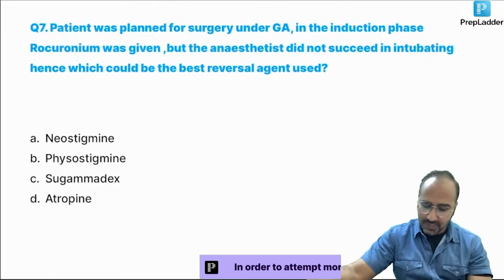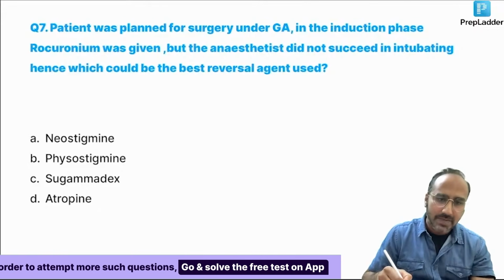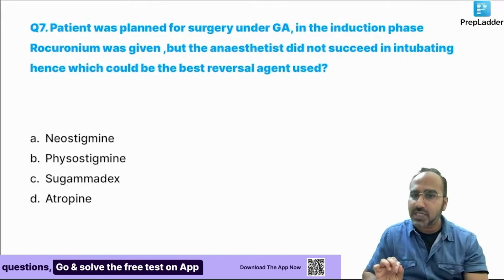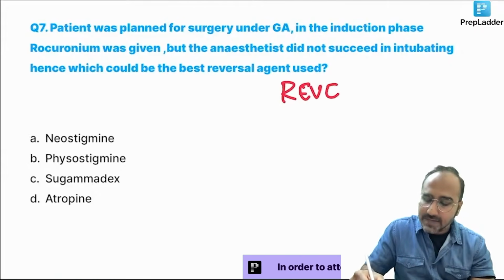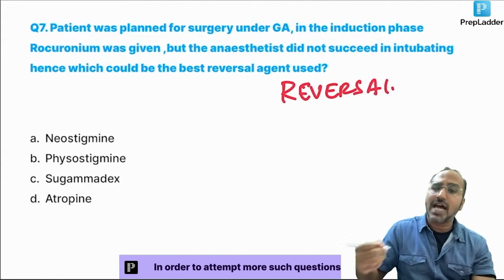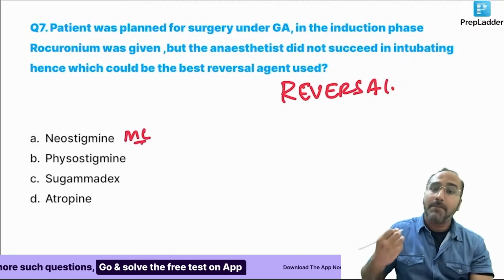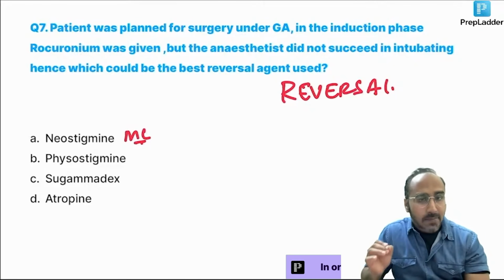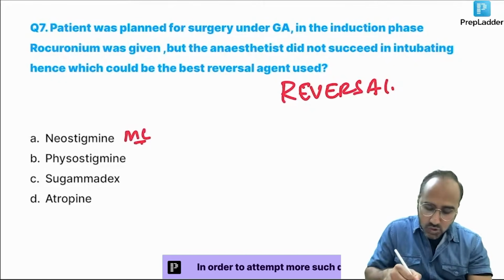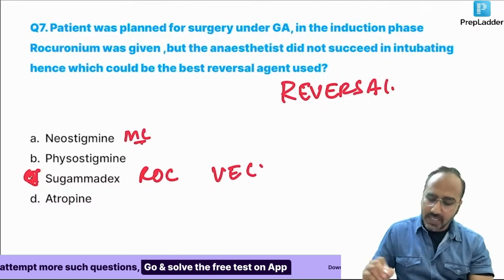Neostigmine, physostigmine, atropine, sugammadex. First of all, remember guys, neostigmine can be given, but there is a better option than neostigmine. Why? Because remember, he's asking you about the reversal agent. Among the reversal agents, we have many. The most commonly used is what? Neostigmine. But there is a newer reversal agent which belongs to the modified gamma cyclodextrin, which is sugammadex, commonly used for rocuronium and vecuronium.